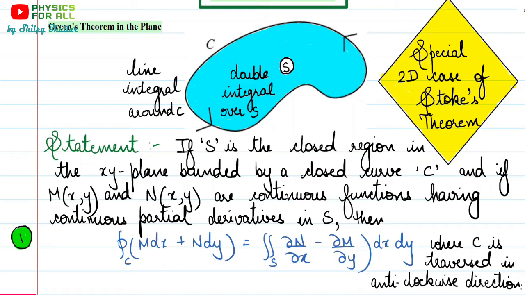So here the statement says if S is a closed region in the xy plane, you can see the figure. We have made a curve which encloses the surface. Surface is denoted by S.